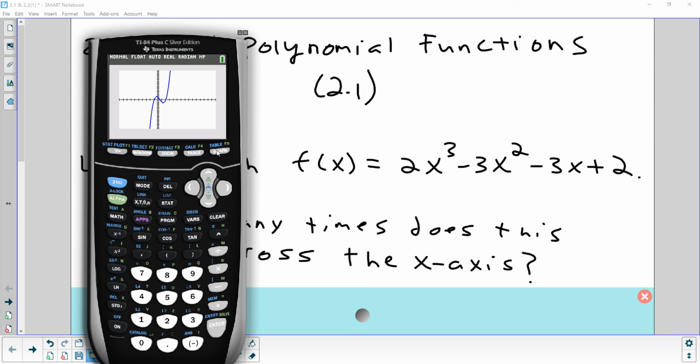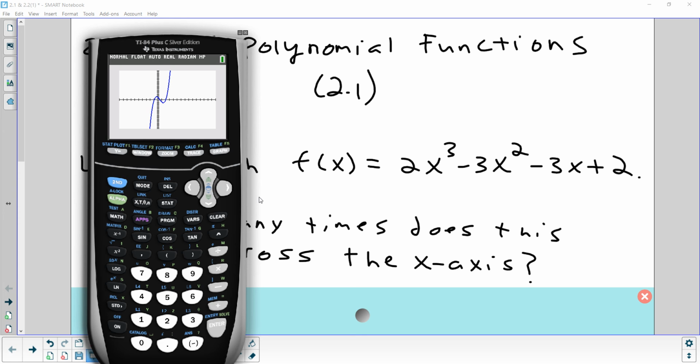And how many times does it look like it crosses the x-axis? 3. Okay, it looks like it crosses 3 times. And if you look at the highest exponent, it's a 3. So that 3 is a hint at how many times it could cross. It doesn't have to cross 3, but it could cross up to 3.